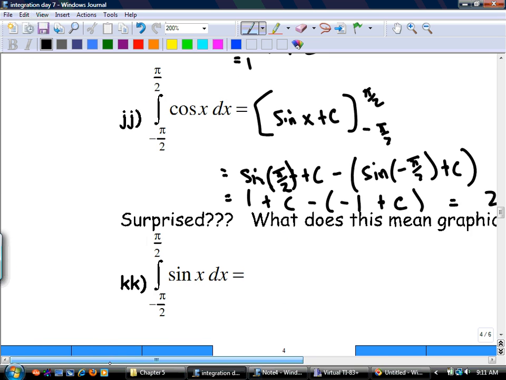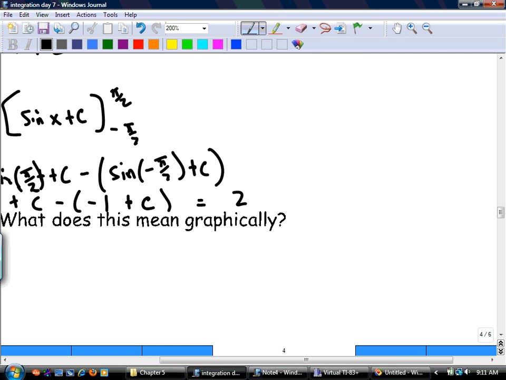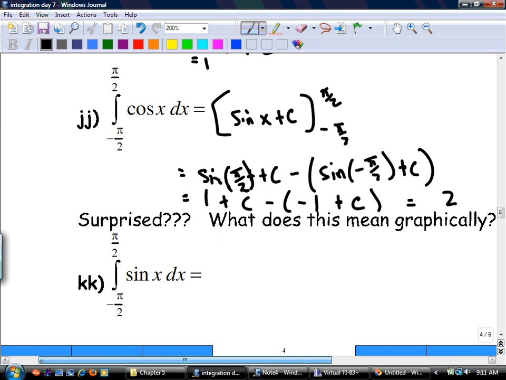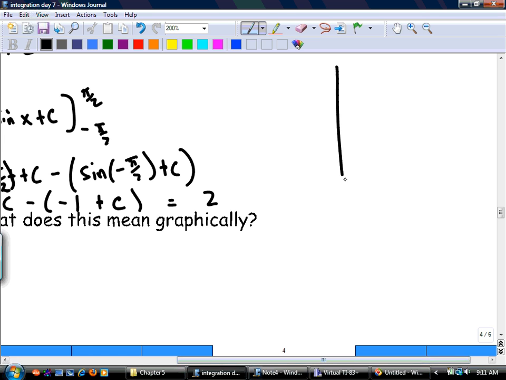Okay, surprised? What does this mean graphically? Well, what? Yeah, we're getting it myself. I was doing K. J. Well, what does it mean graphically?